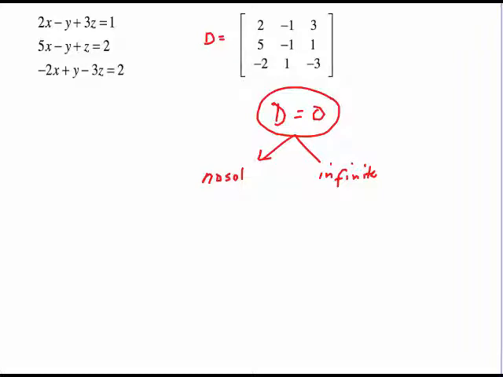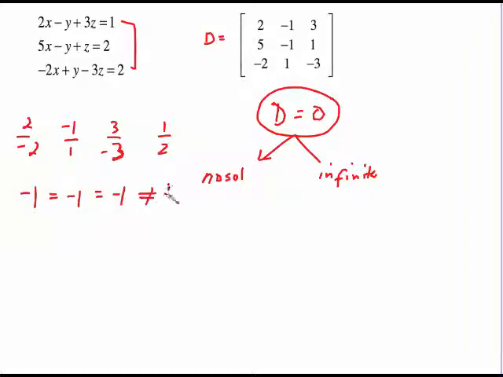Then I look at the second compared to the third. 5 over negative 2, negative 1 over 1, nope, those aren't equal. That's not helping me. But if you look at the ratio of the first and the third, 2 over negative 2, negative 1 over 1, 3 over negative 3, 1 over 2. 2 over negative 2 is negative 1, negative 1 over 1 is negative 1, 3 over negative 3 is negative 1, but they are not equal to 1 over 2.